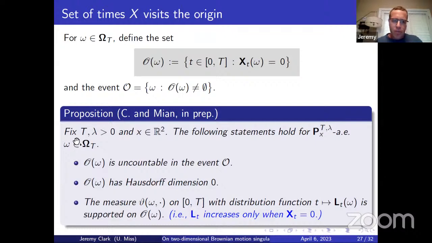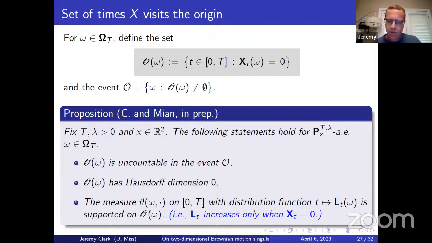Okay, so the following is true. This set of times at which the process visits 0 is uncountable in the event that the process does visit 0. So if the process visits 0, it will visit 0 uncountably many times, and again, going back to Marshall's point, with probability 1. Next, it's a small set. It has Hausdorff dimension 0, so Hausdorff dimension is not a good way to measure this set.